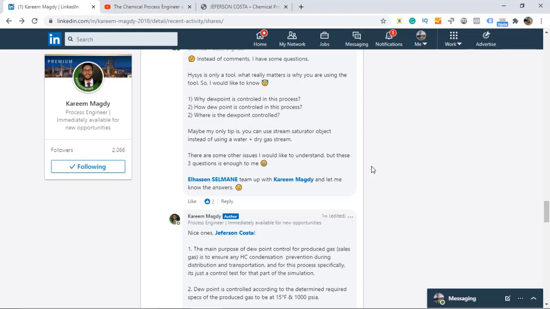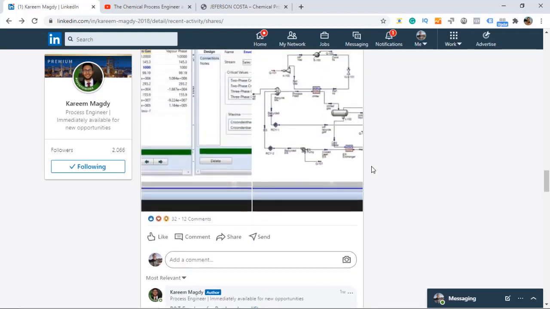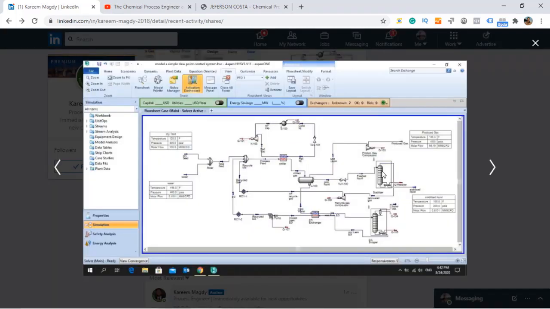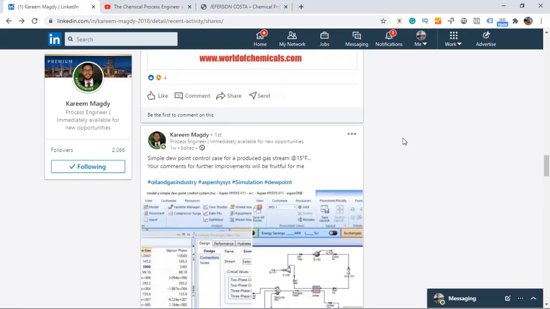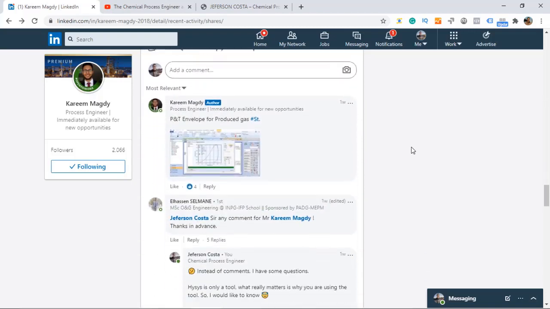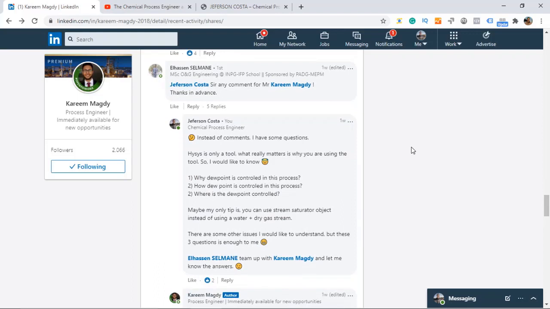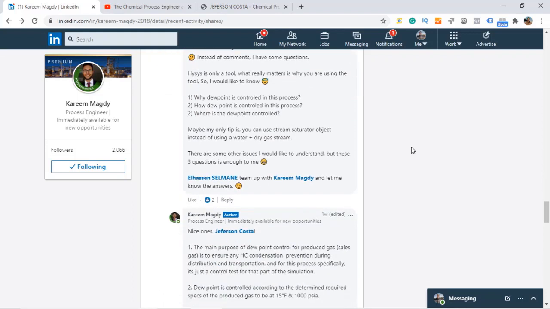So what we have here is a process where I get saturated gas, hydrocarbon, and I need to compress to deliver to my customer. And this gas has a requirement, and the requirement is in the description of the post. So the simple dew point control case for a produced gas at 15 Fahrenheit. So this is the requirement of the process simulation. But I asked him why dew point is controlling this process, and let's see the answers.